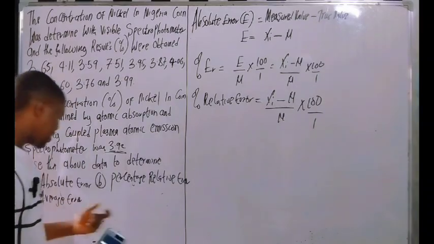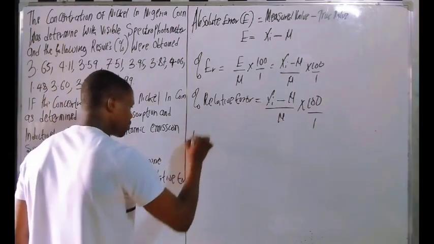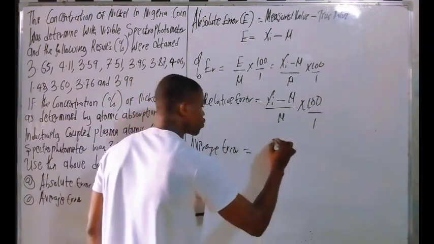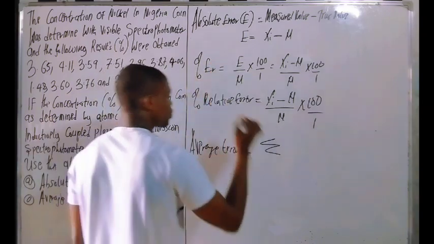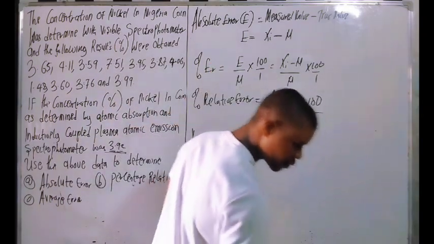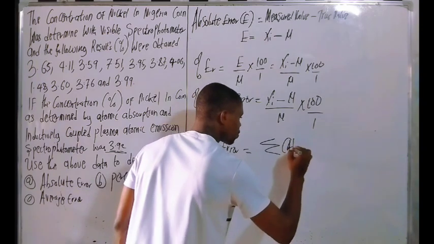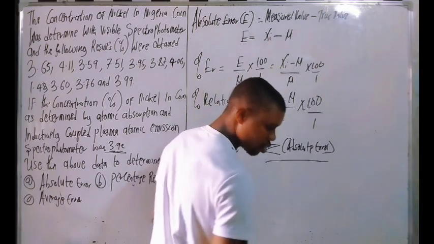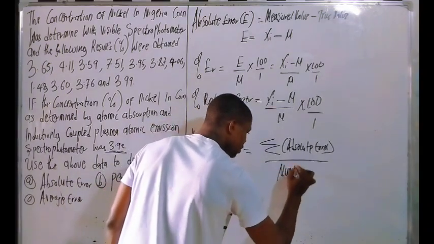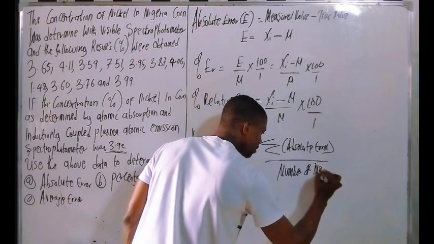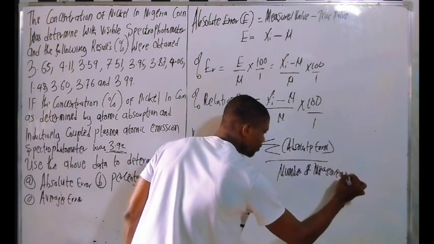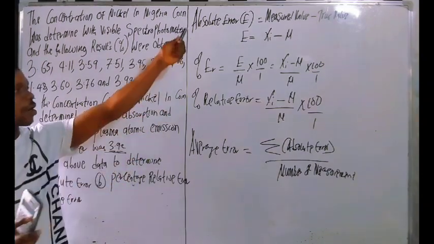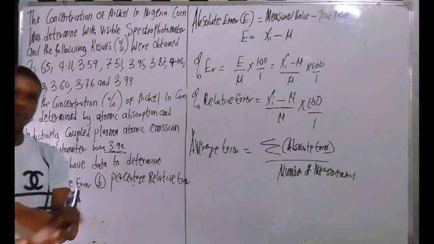Now the last one is called average error. Average error is the summation of all the absolute errors, the summation of absolute error over the number of measurements. So these are the three formulas you are making use of.